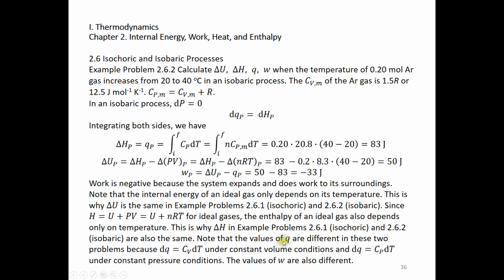Again, Q is a path function. When the process is isochoric, dQ is equal to Cv dT. What if the condition is isobaric? If it's isobaric, dQ is Cp dT. And Cp and Cv are often different. They are almost always different. Cp is almost always greater than Cv.